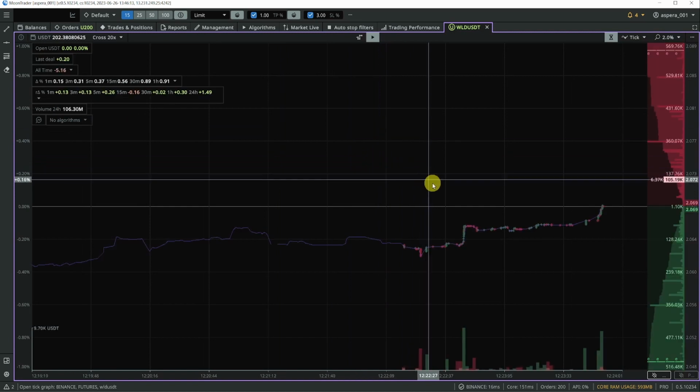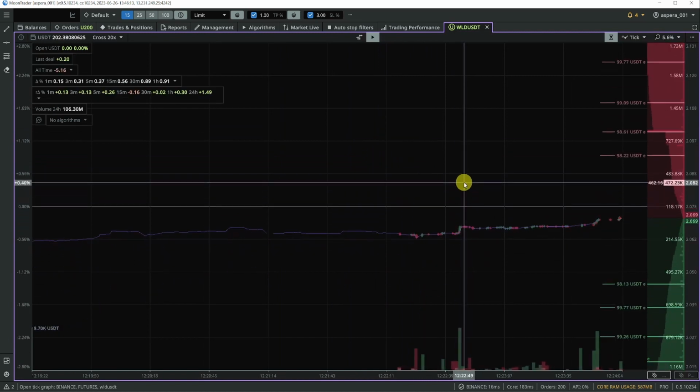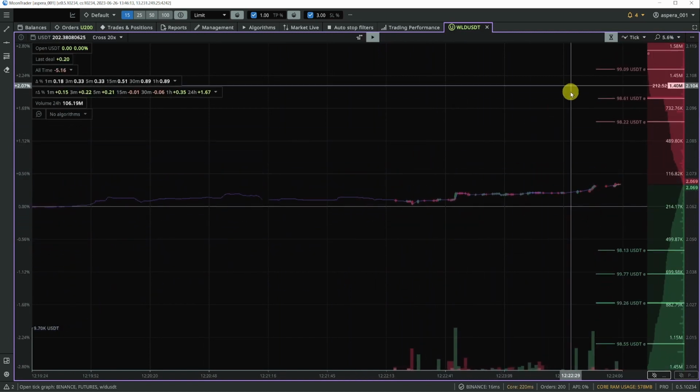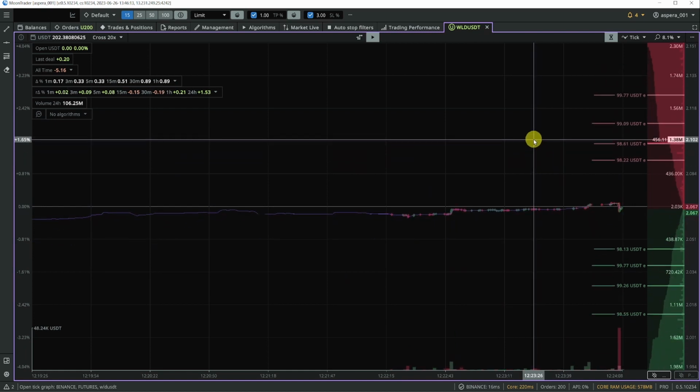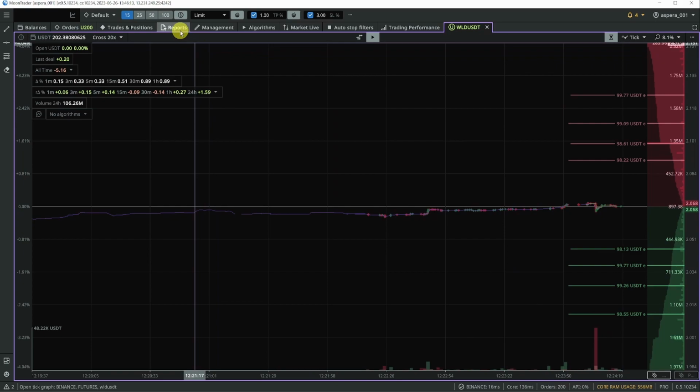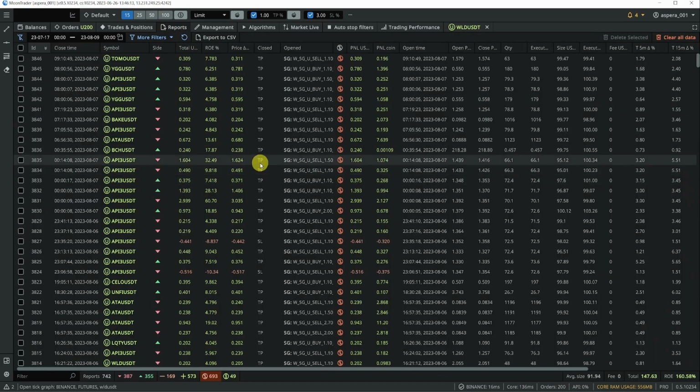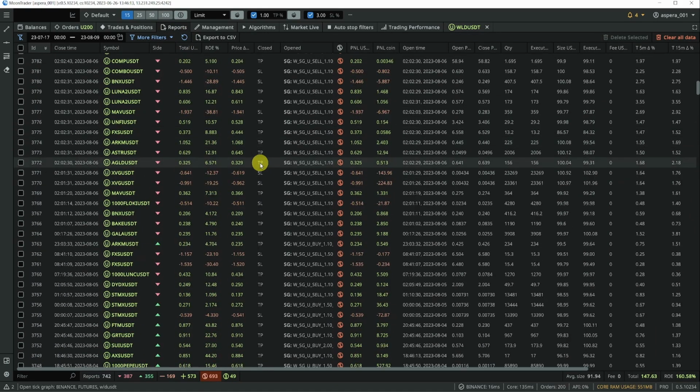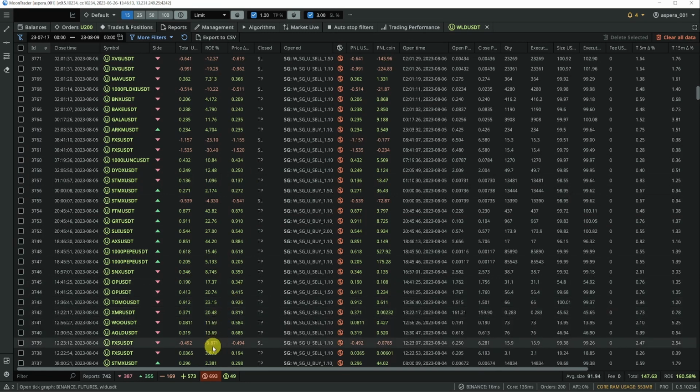We can look here and see that the orders are all placed, a very, very beautiful grid. Now, what are the results of all of this? Let's go to reports and we'll see that here they are, here are the results. We have about 700 trades altogether, and now it's about time to analyze them. Let's see how they stack up.